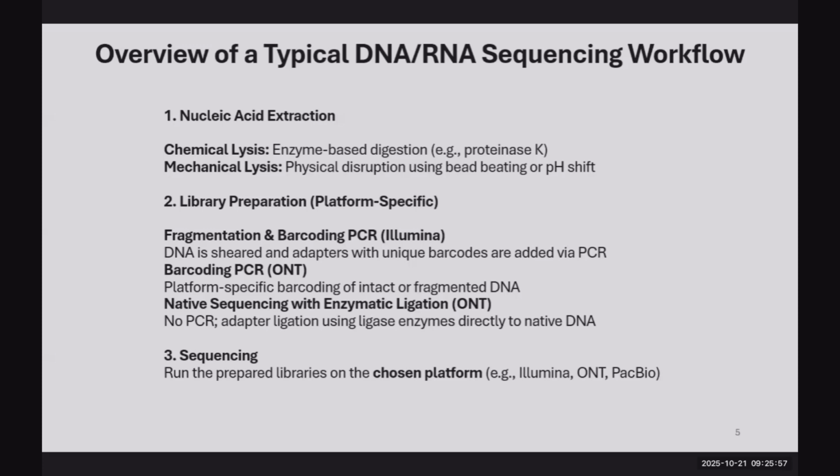Then you have the library preparation step, which is platform specific. So you do fragmentation and barcoding PCR in Illumina, where DNA is sheared, and adapters with unique barcodes are added via PCR to each fragment, so you know which sample it's coming from. That barcode is telling us. In nanopore, we can also use barcoding PCR. It gives platform-specific barcoding of fragmented DNA.